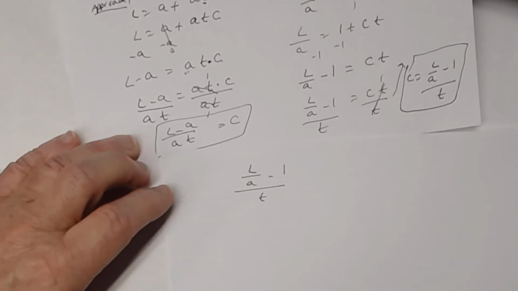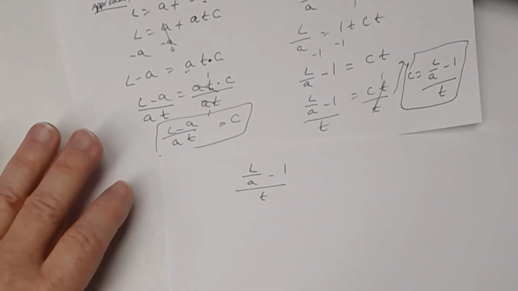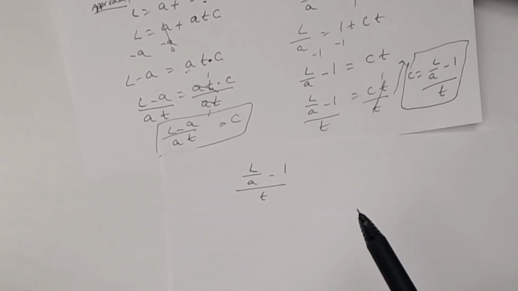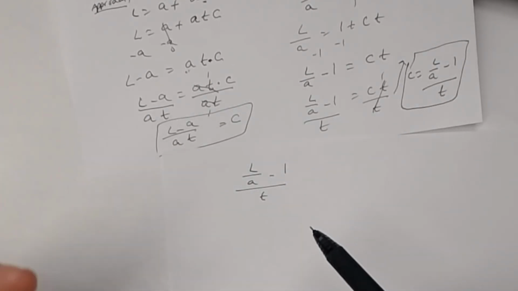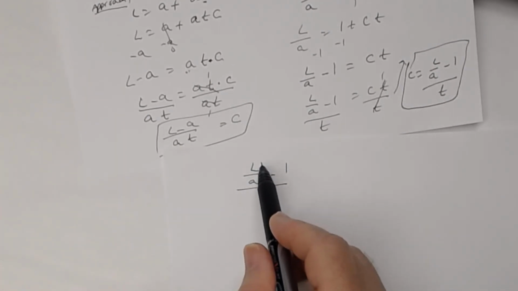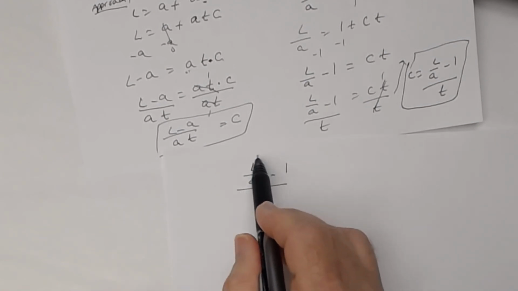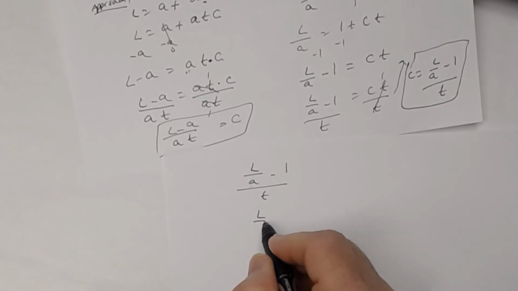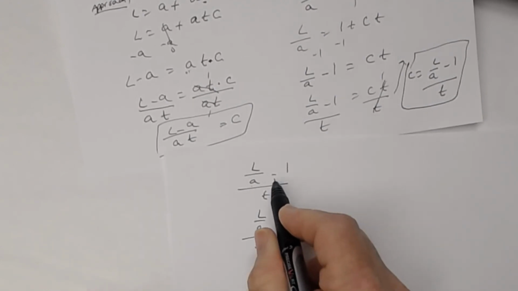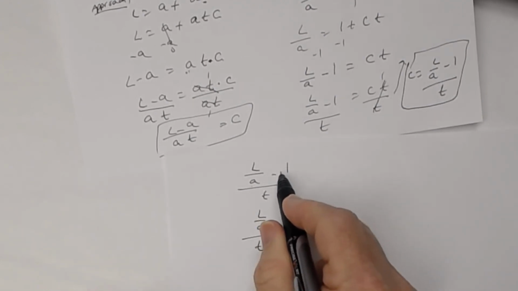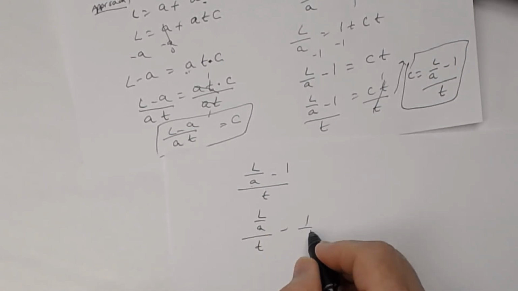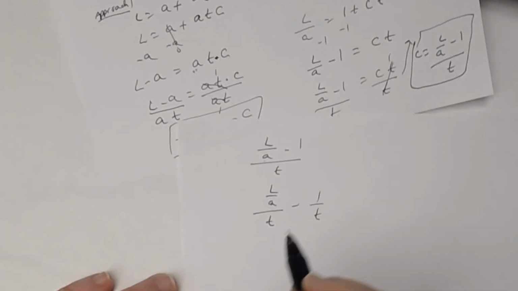Now here's the way I would do this, based on something that you already know. I know that my denominator here is a monomial. So I can take this term in the numerator, L divided by a, and divide by t. And then subtract, and take this term in the numerator, 1, and divide by t. All right, so this becomes this.